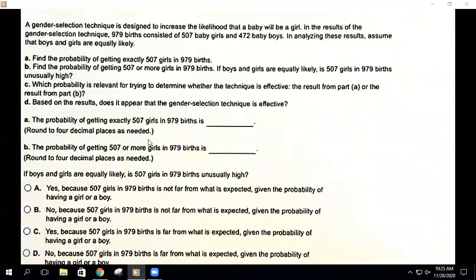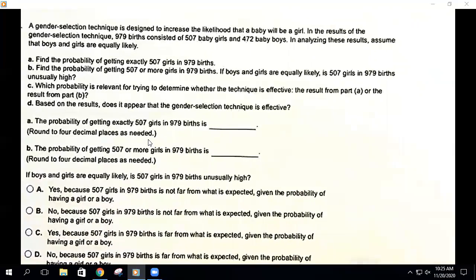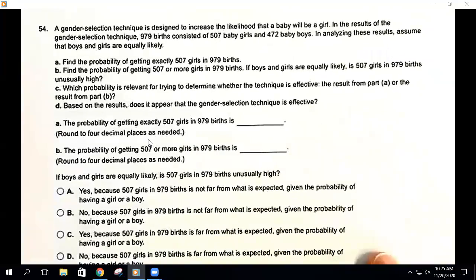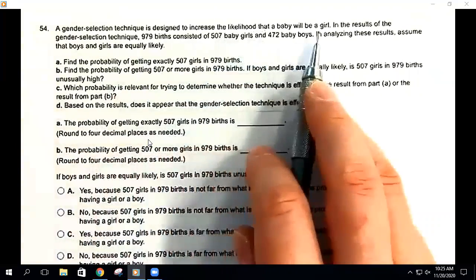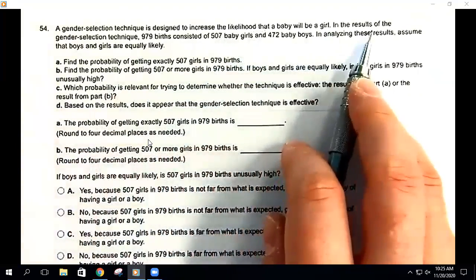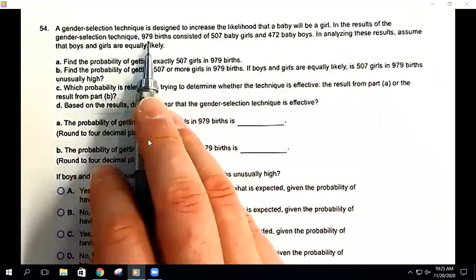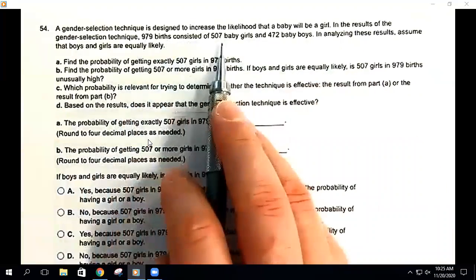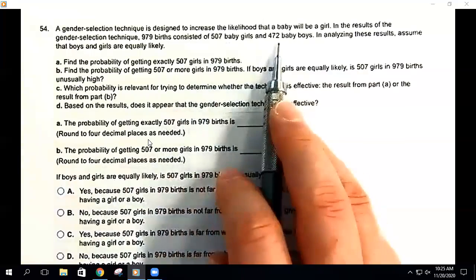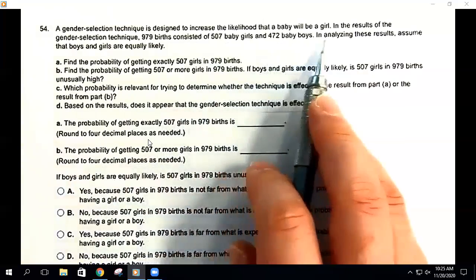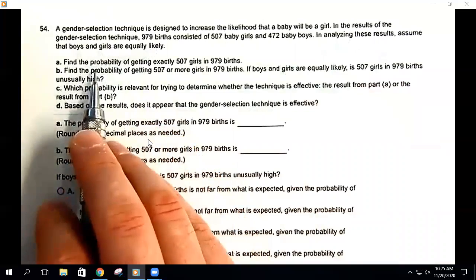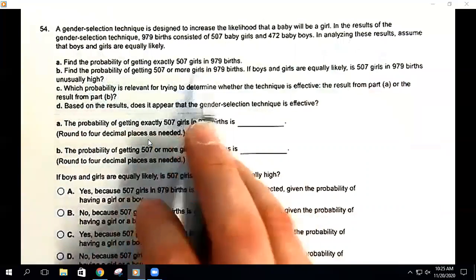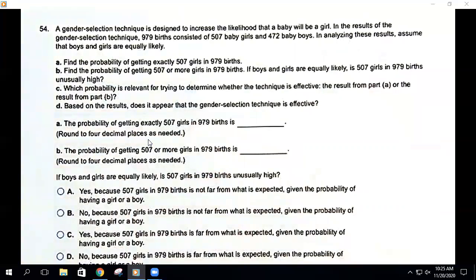Okay, problem 54. Got a gender selection technique designed to increase the likelihood that a baby girl will be born. In the results of the gender selection technique, 979 births consisted of 507 baby girls and 472 baby boys. In analyzing these results, assume that boys and girls are equally likely. Find the probability of getting exactly 507 girls in 979 births.